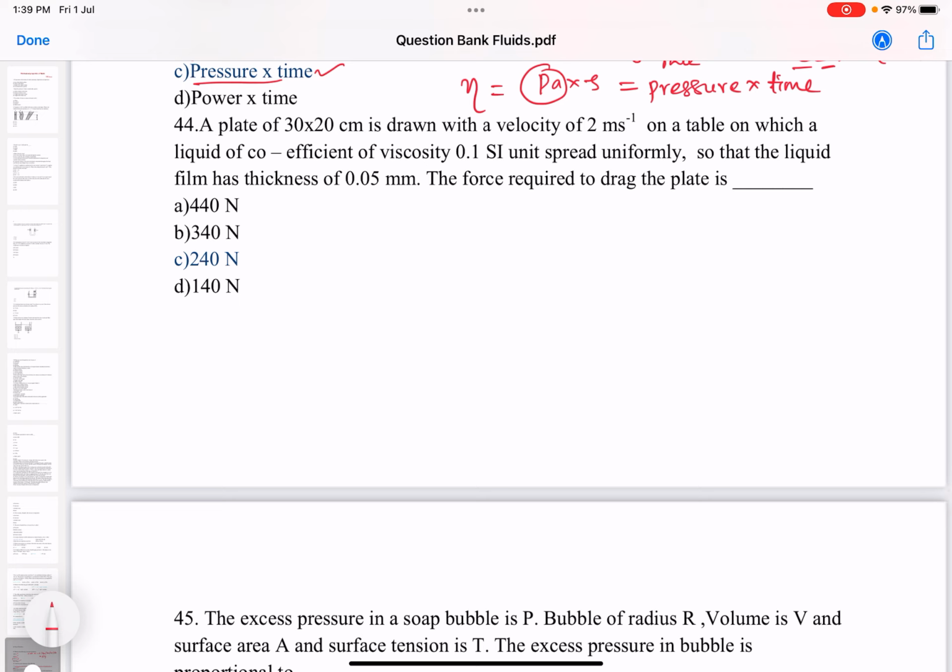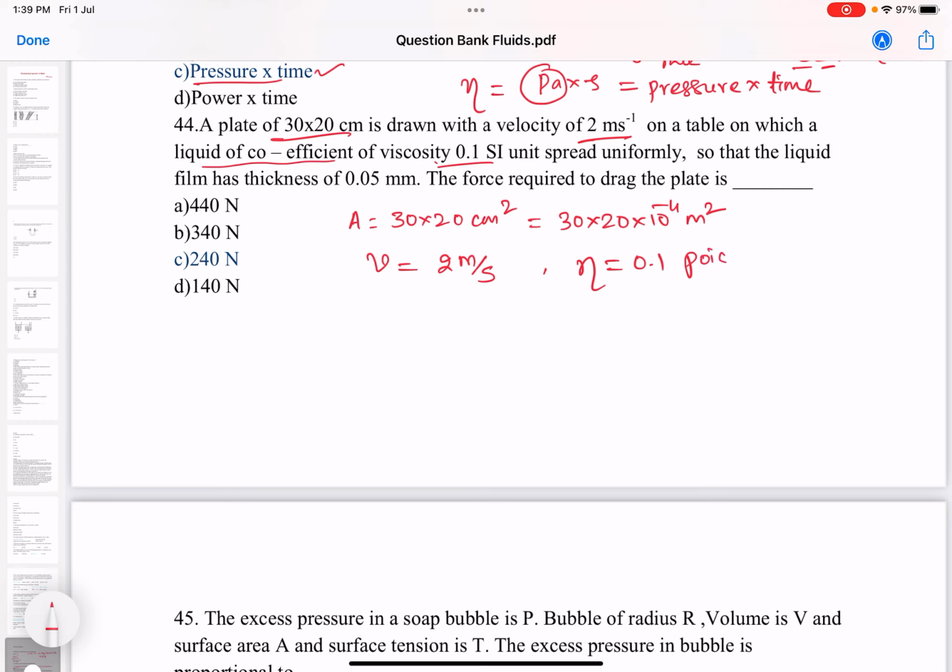Next, question number 44. A plate of 30 by 20 centimeter square area. Convert it into the SI system of units, that is 10 power minus 4 meter square, and with a velocity of 2 meter per second. Area is given, velocity is given, on a table on which a liquid of coefficient of viscosity eta is equal to 0.1 poise, so that the liquid film has a thickness of L equal to 0.05 millimeters, that is 0.05 into 10 to the power of minus 3 meters.